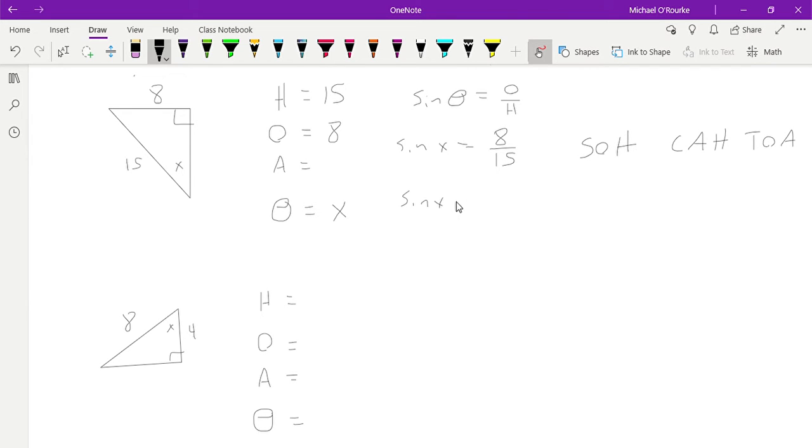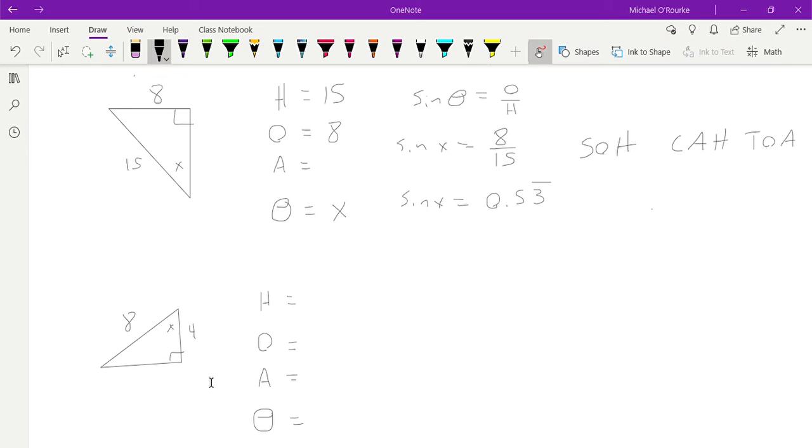Now, what's 8 divided by 15? 0.53 repeating. Now, what did we use here? Did we use sine, cosine, or tangent? We're using sin. So we go to our trig table. We go to sine, which is the first column here, and we try to find 0.53 as close as possible. It's going to be 32 or 33.